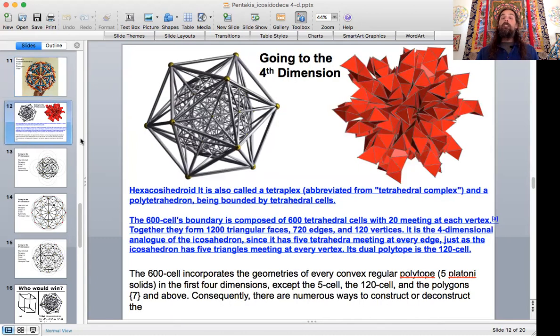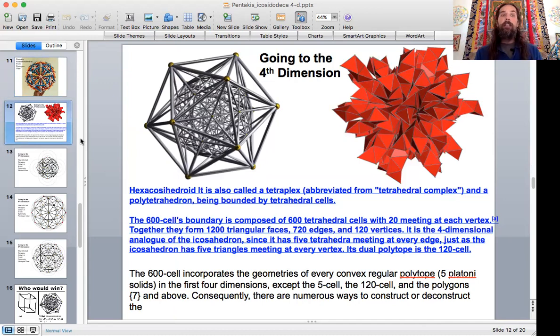Okay, so now we're going to make a jump to the fourth dimension, right? So the fourth dimension is quite a leap. It's hard for us to visualize fourth dimensional shapes because they operate under certain rules, and whenever you turn the object, it kind of looks completely different.